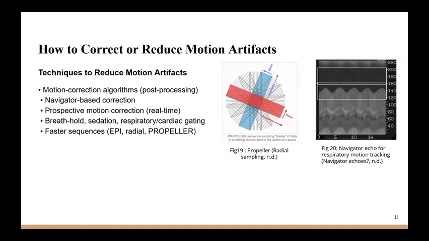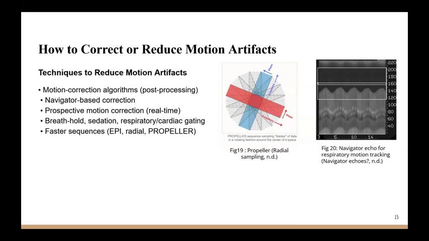How to reduce or correct motion artifacts. Now that we've shown how motion corrupts K-space and produces ghosting, we'll briefly look at how these artifacts can be reduced in practice. First, we have post-processing motion correction algorithms, which clean up the image after acquisition by estimating and compensating for phase inconsistencies. Navigator-based methods add small extra scans during the sequence to detect motion and correct it retrospectively.